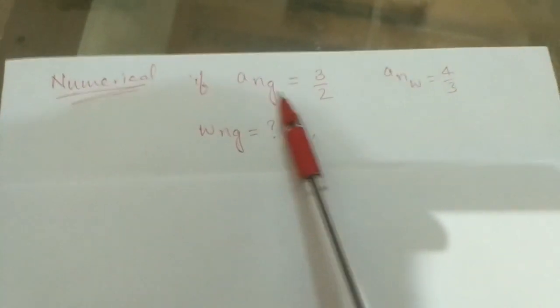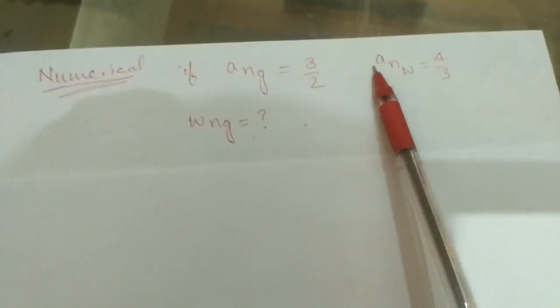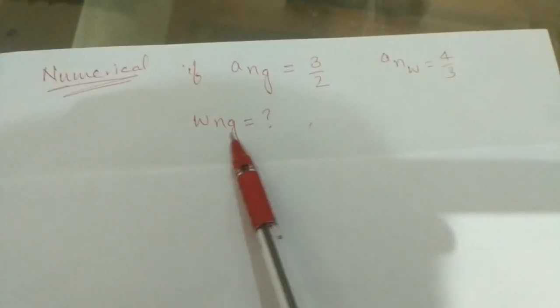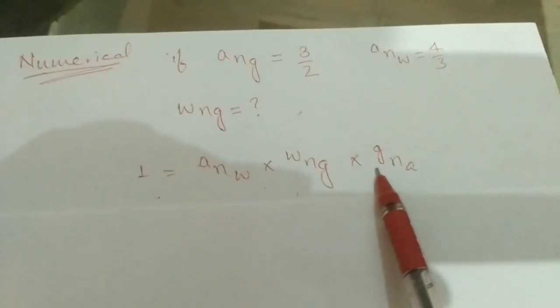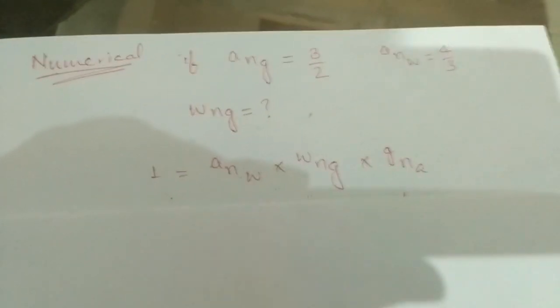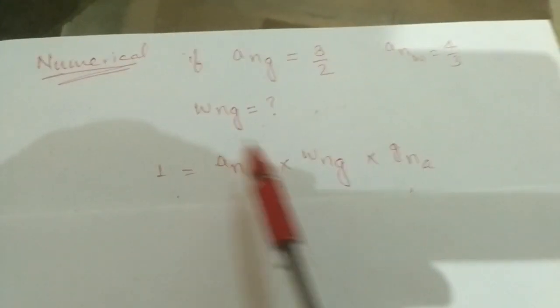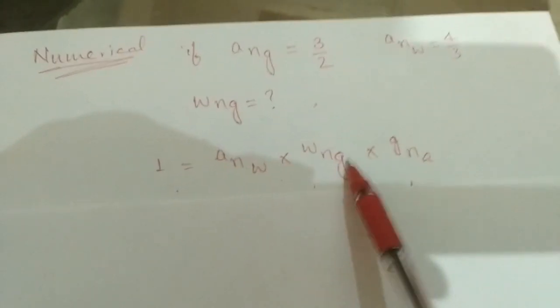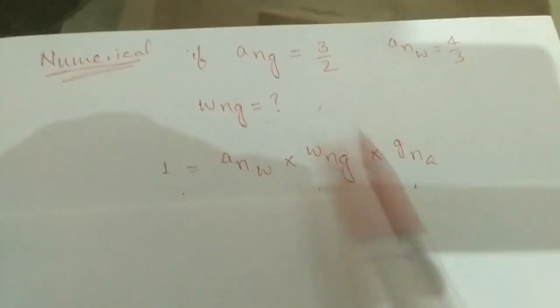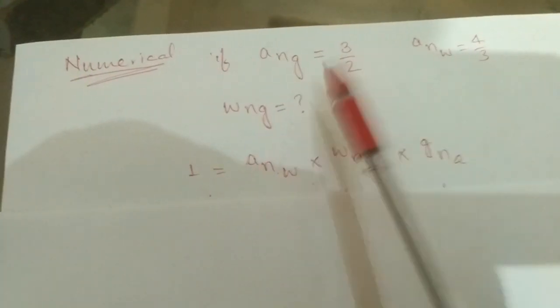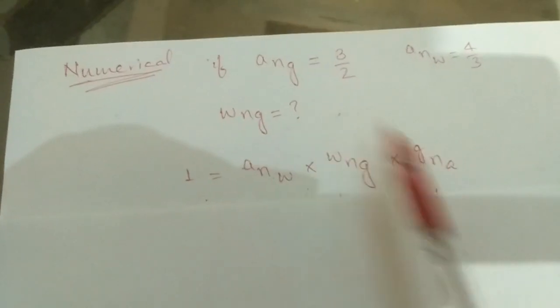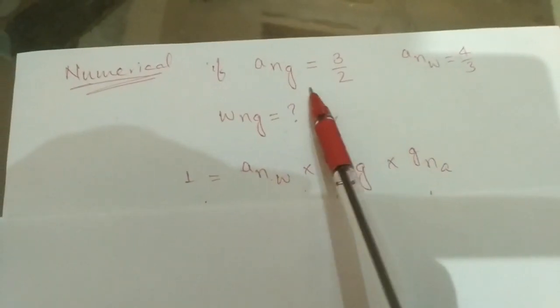Suppose A and G, the refractive index of glass with respect to air, is 3 by 2, the refractive index of water with respect to air is 4 by 3, and the refractive index of glass with respect to water is to be calculated. First of all, write the general equation A and W, W and G, G and A. You can change the sequence also, but the cycle must continue, means you can write A and G, G and W, and W and A. You can change it, but the cycle must complete. A and G is well known, this one. W and G we have to calculate, but G and A we don't know. Here A and G is given.